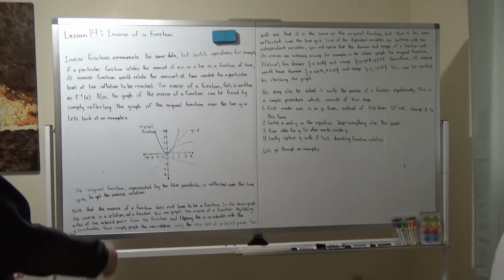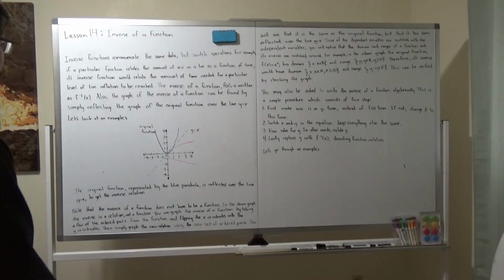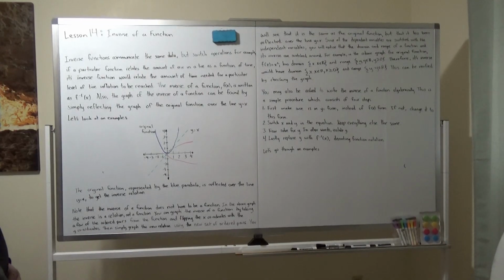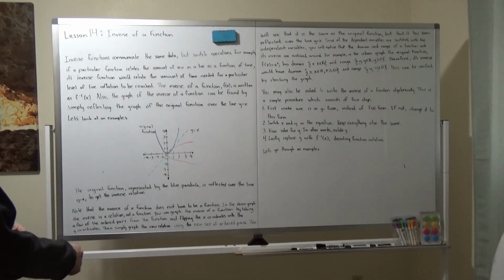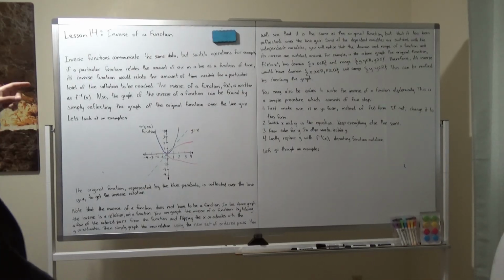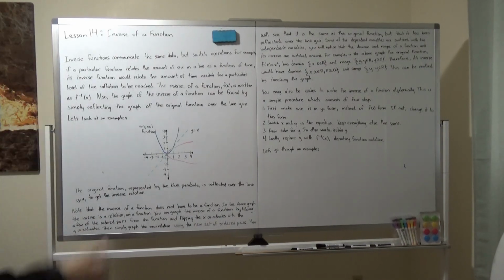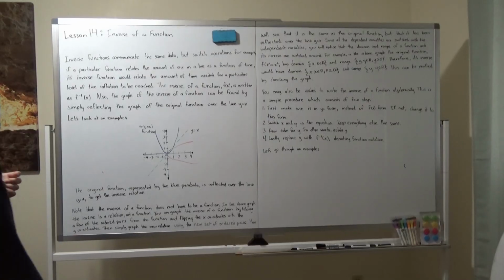The inverse of a function f of x is written as f raised to the negative 1 of x. Also, the graph of the inverse of a function can be found by simply reflecting the graph of the original function over the line y equals x.